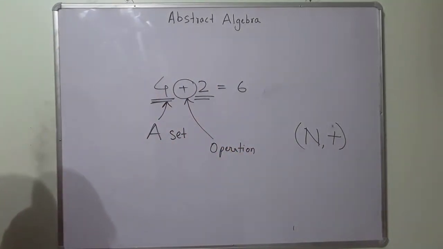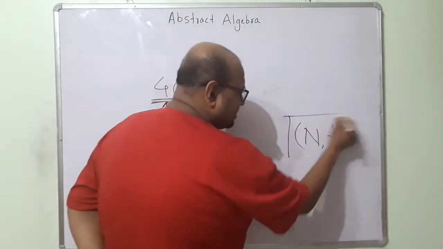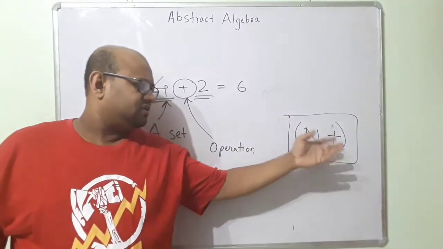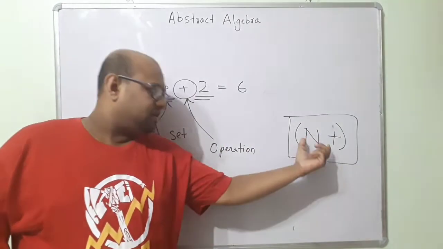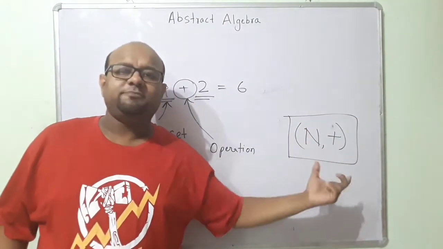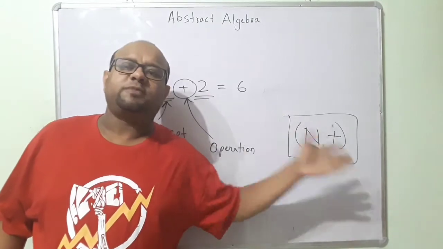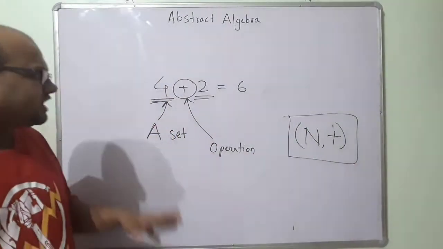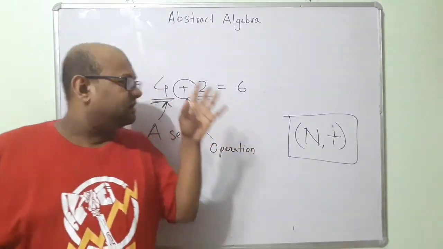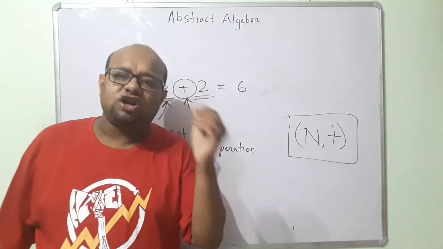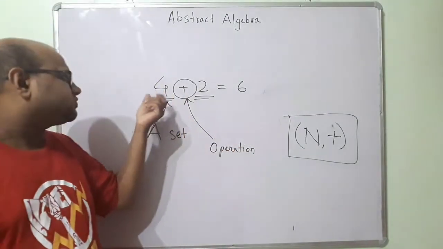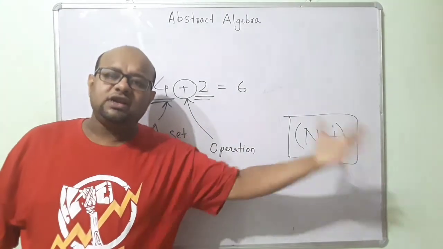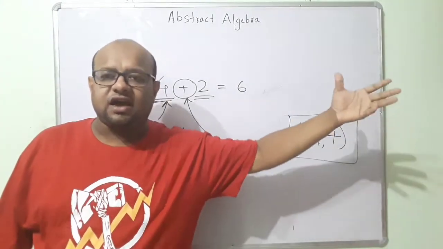Alright, so this is what is it called, ordered pair. This is the ordered pair that we are going to study properties about in this abstract algebra. We are not going to apply this plus operation on numbers and find out what 4 plus 2 is. 4 plus 2 is 6. That we know in arithmetic.